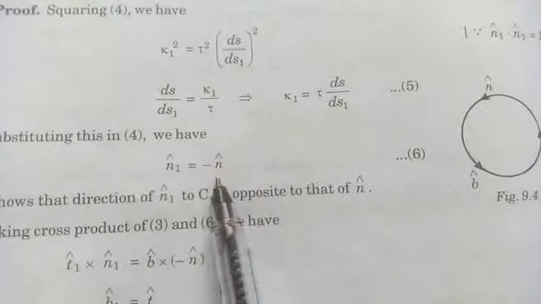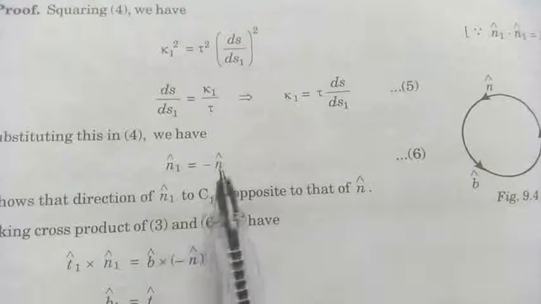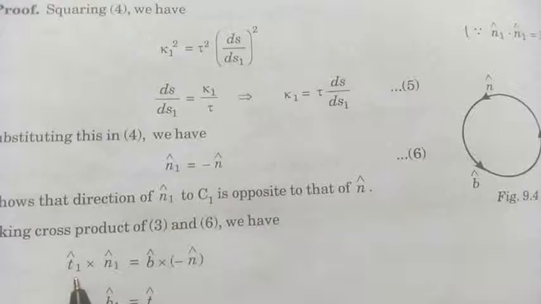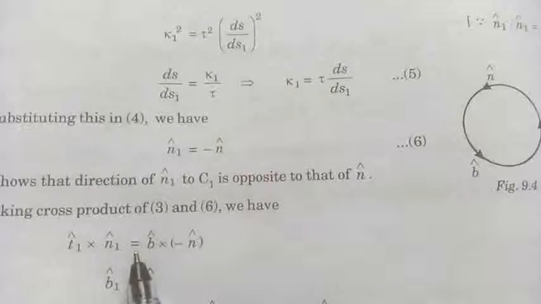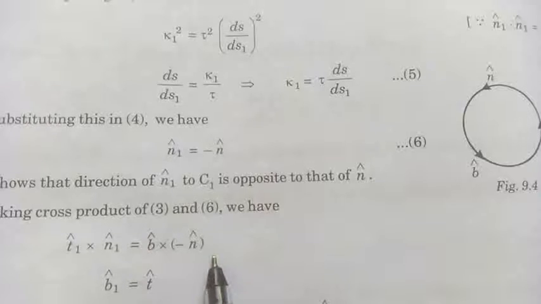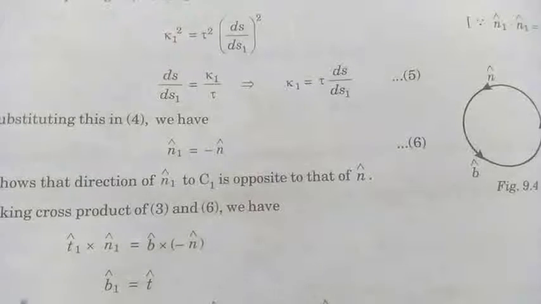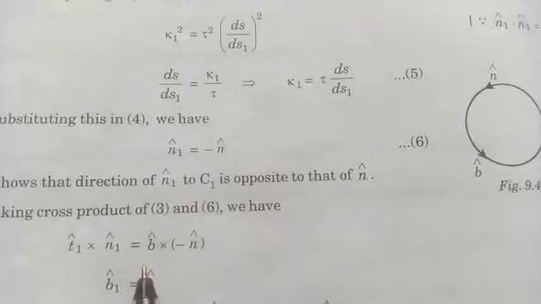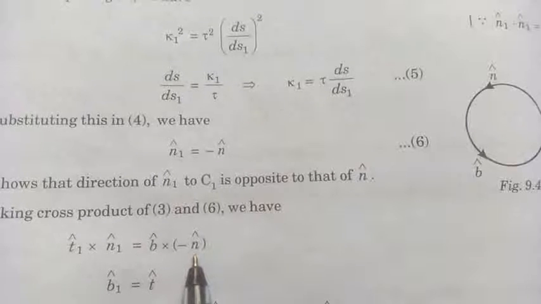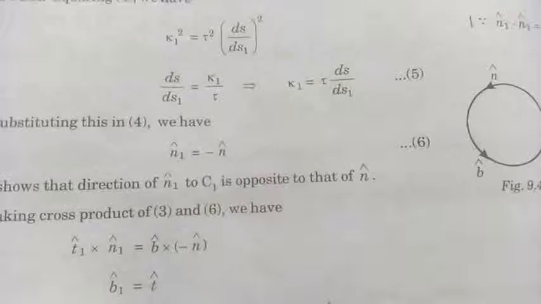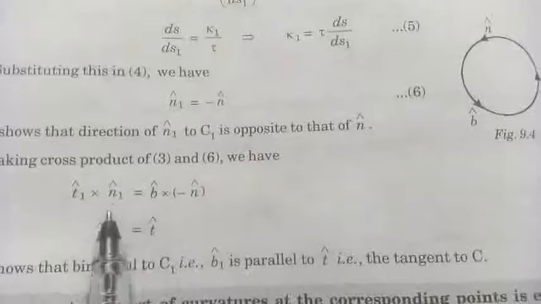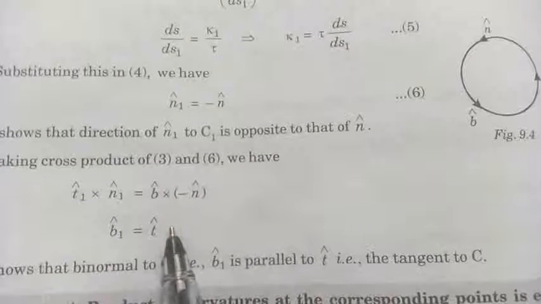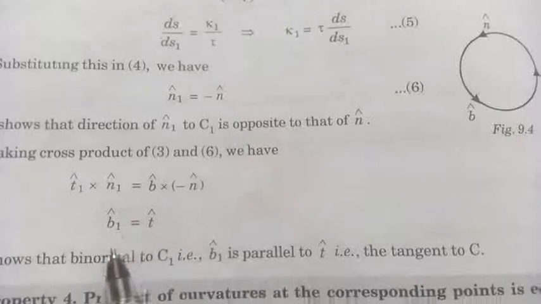Now taking the cross product of equation 3 and equation 6. In equation 3, on the left hand side we have T1 cap. So T1 cap cross N1 cap is equal to B cap cross minus N cap. Now the cross product of these two vectors, that is B1 cap and B cap cross N cap, is minus T cap. So we have obtained this value. Thus we have proved that the binormal to C1 is parallel to the tangent to C. So this is the third property.